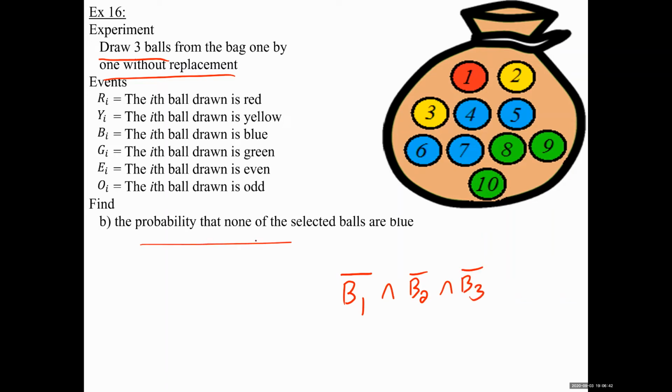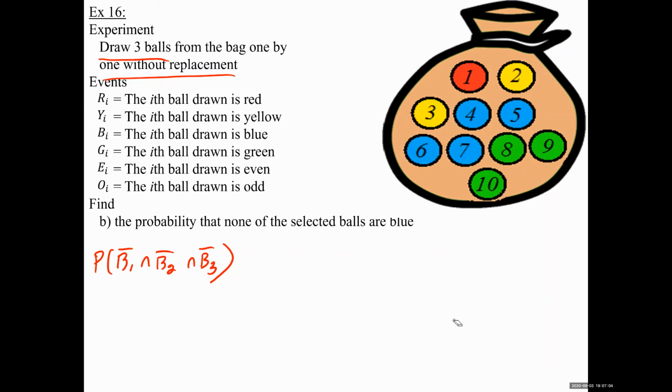This is an and problem, but the word and is not there. You rephrase it, and then you see that the and is there. So if none of them are blue, it means the first one is not blue, and the second one is not blue, and the third one is not blue. So that's the question. The line on top is what means not.